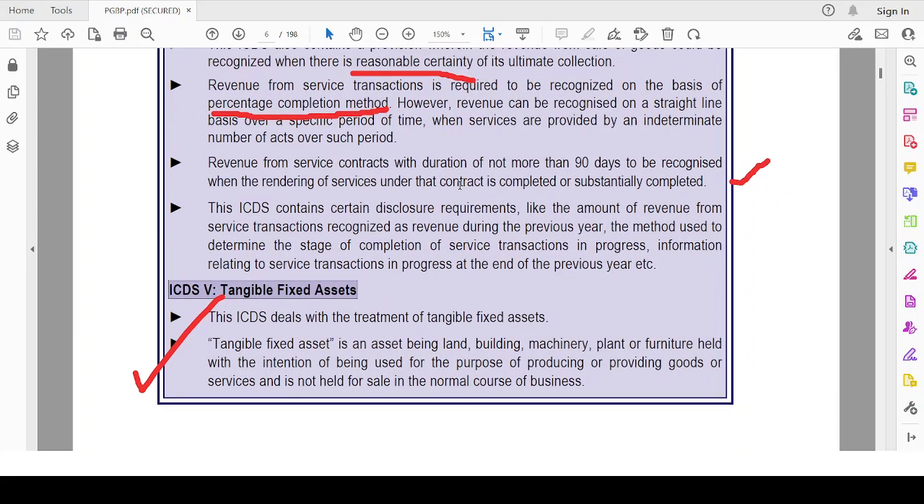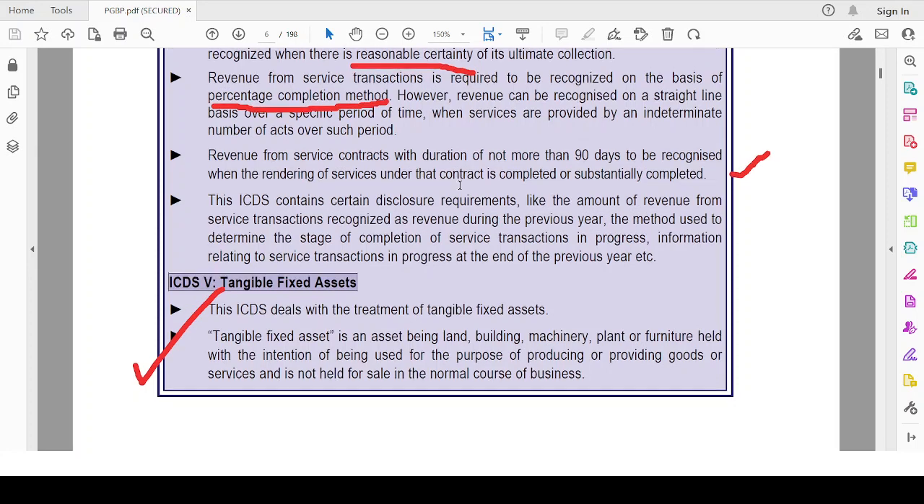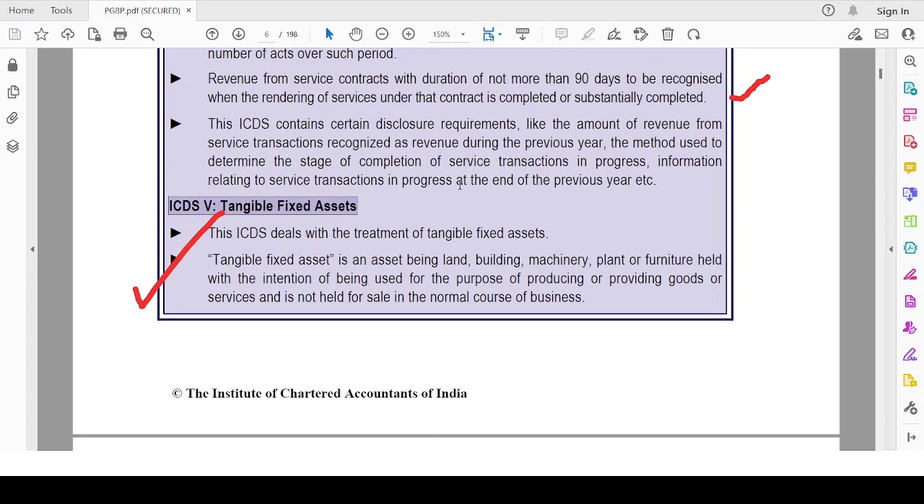What are the three things? If it is a service transaction, then I have to use the POCM method. But if I am doing an indeterminate number of acts, then I will use the straight line method and recognize it over a specific period of time. If the service contract is less than 90 days, then I will recognize the revenue once the service contract has been completed. What are the disclosure requirements? I have to disclose the amount of revenue from service transactions recognized as revenue within the previous year, the method for computing the stage of completion, and information relating to service transactions in progress at the end of the previous year.